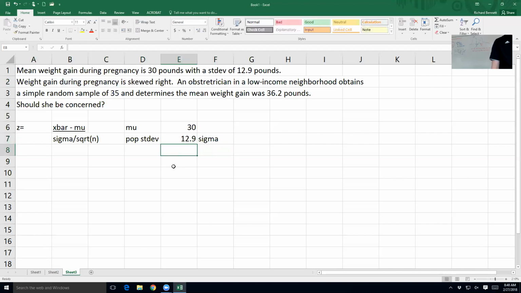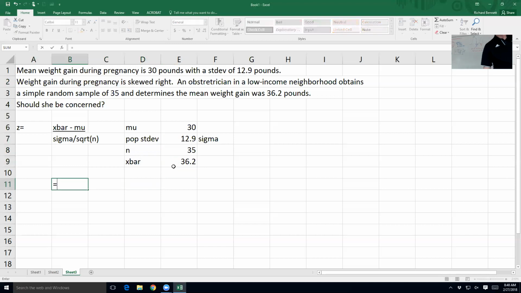Okay. Weight gain is skewed right. So she turns it's a random sample of 35. What's 35? That's your sample size, and we represent that by the letter n. Okay. Determines the mean weight gain is 36.2 pounds. What's 36.2 pounds? X bar, because that comes from your sample, right? Okay, so we've identified everything in here. Now help me punch it through.